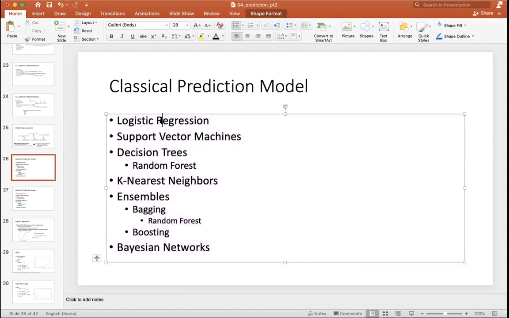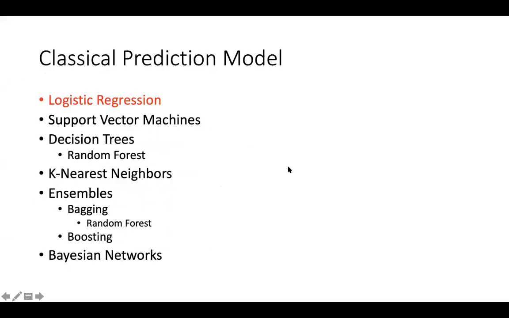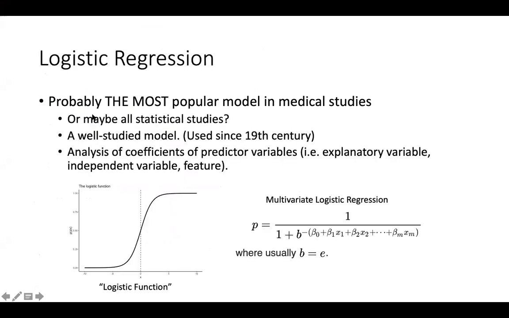And out of this, we're going to look at the logistic regression. Sorry about that. Out of all the classical models, we're going to take a look at the logistic regression, which is probably the most popular model in medical studies, or maybe all statistical studies, if you have a fixed size vectorized data sample and an outcome, which has to be binary.